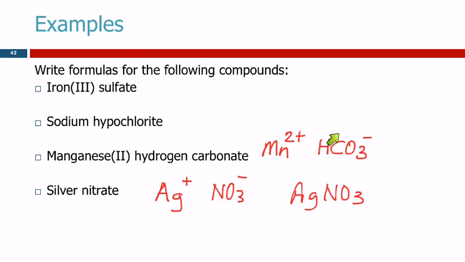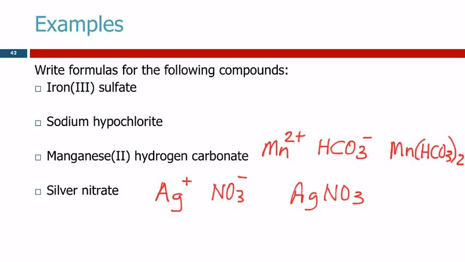So I've got +2 charge, -1 charge. I need 2 of these guys to equal the charge on that one. So the charges will add up to 0. So I'm going to have Mn(HCO3)2. This is a polyatomic ion, and I have more than one, so I need to put parentheses around it.